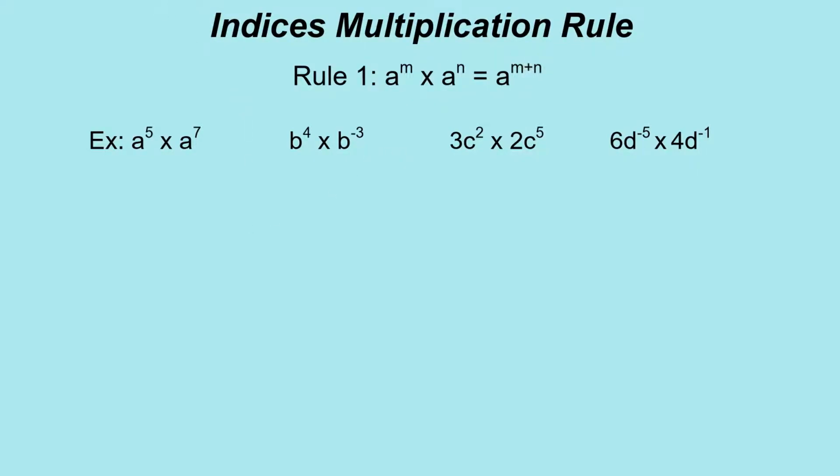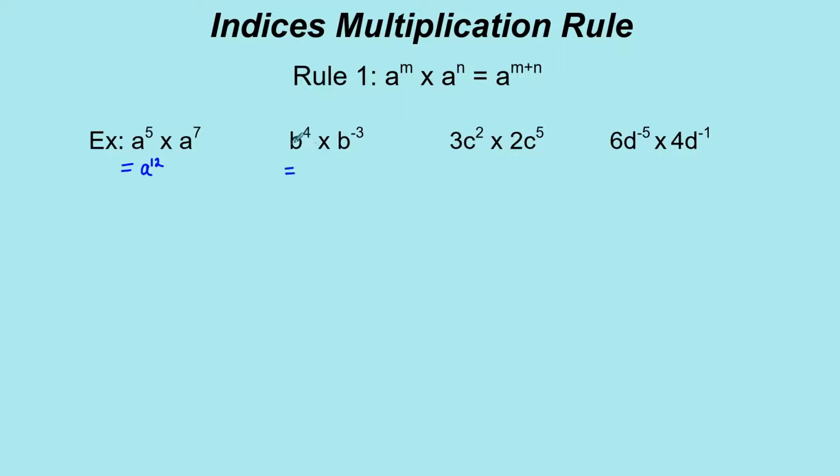Now, we're going to start off with 4 examples, and I'm going to give you guys a chance to try 4, and we'll go over the answers together. So starting off, we've got a to the power 5 times a to the power 7. The bases are the same, they're both a's, so we can use rule 1. 5 add 7 is 12, so we get a to the power 12.